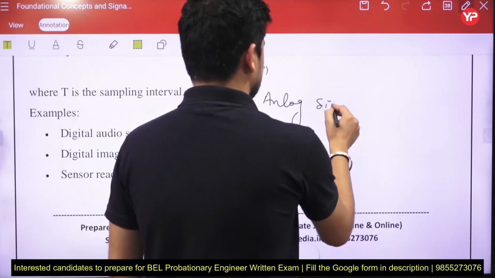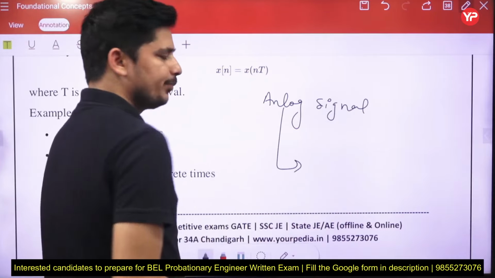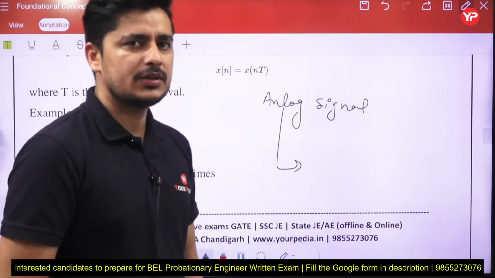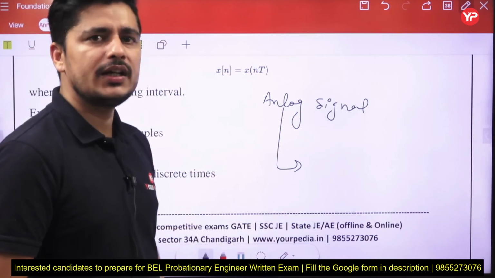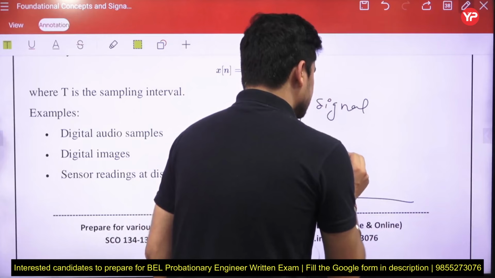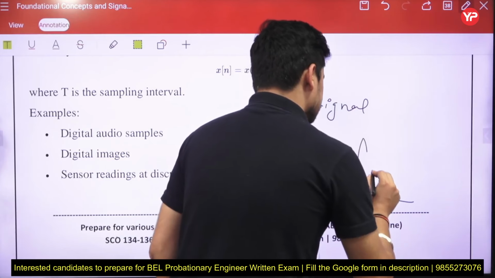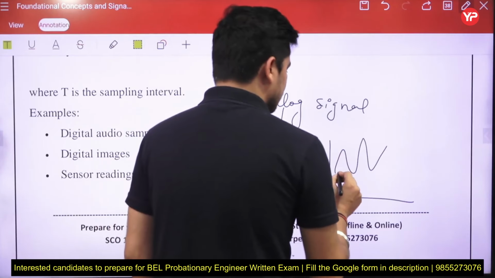Analog signal. When we talk about the analog signal, this is the fourth type of signal. Because we are discussing continuous time and discrete time, now we are going towards the analog signal. Analog means which is continuous in amplitude this time, not in time. We are not talking about the time. This time we are talking about the amplitude.